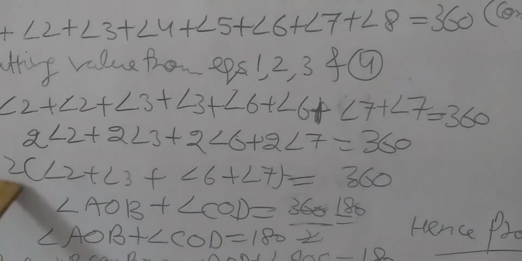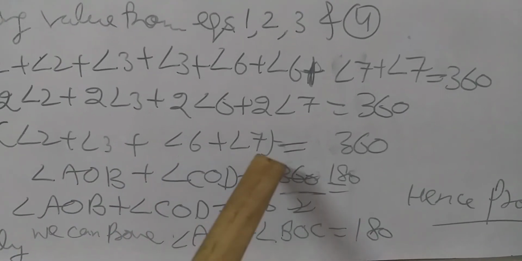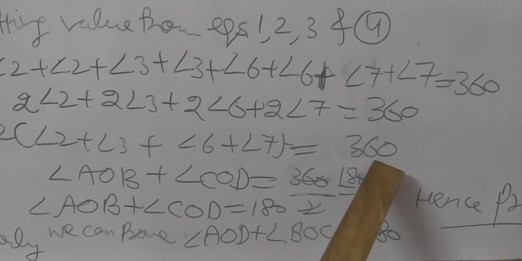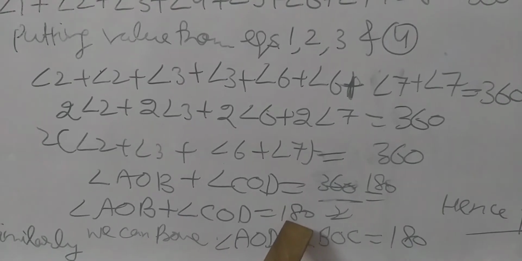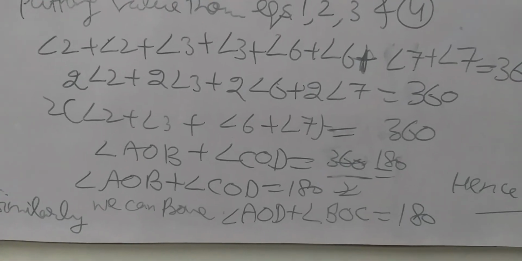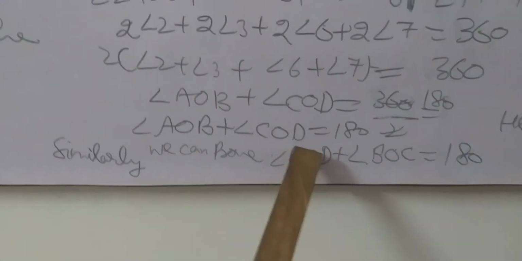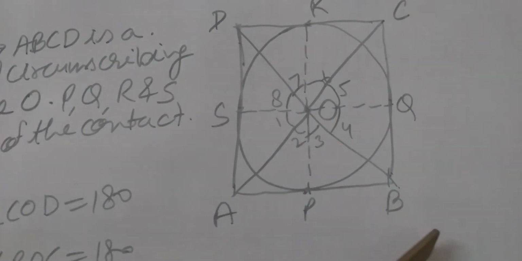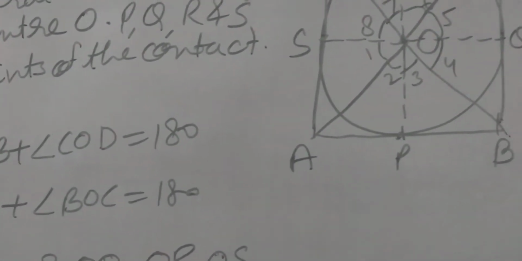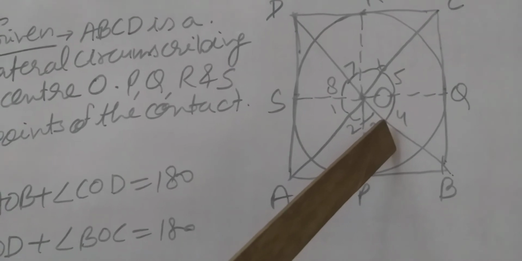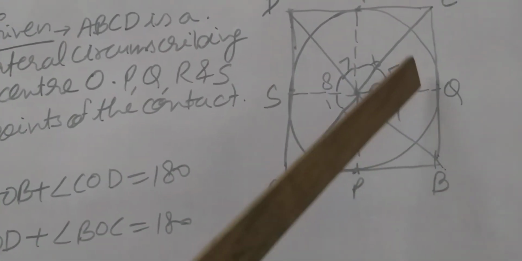2 is common. So angle 2 plus angle 3 plus angle 6 plus angle 7 equals 360 divided by 2. So it is 180. So angle AOB plus angle COD equals 180 degrees. Correct? Similarly, we can prove this angle and this angle also equal 180 degrees. AOD plus BOC is also 180 degrees, if we write angle 6, angle 7, angle 2 and angle 3 in place of angle 8, angle 1, angle 4 and angle 5.